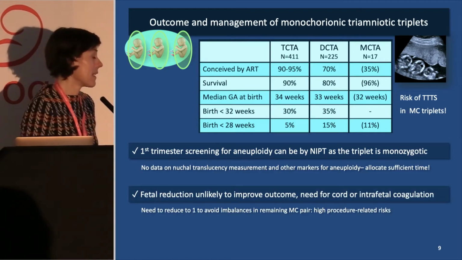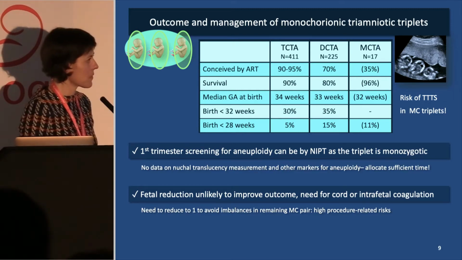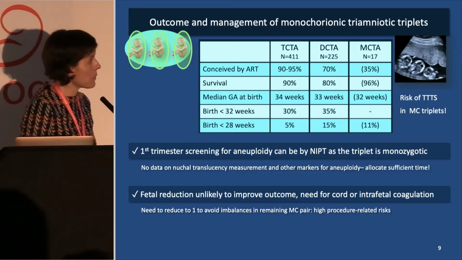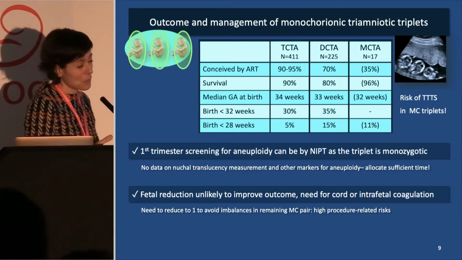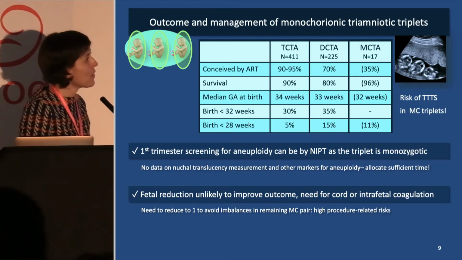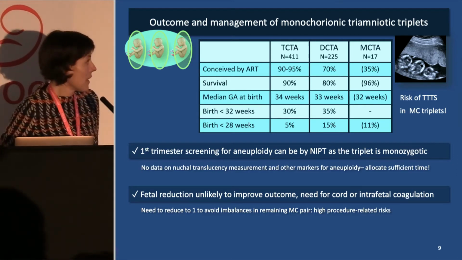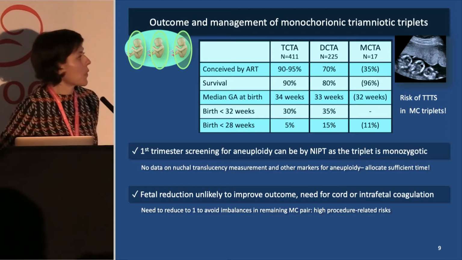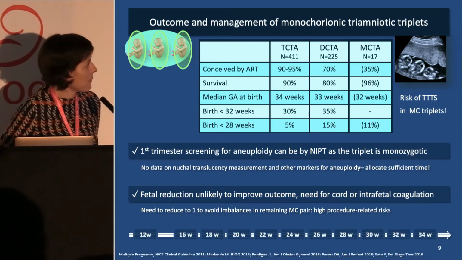And obviously the downside is that we don't offer fetal reduction because it would not improve the outcome. You would have to resort to cord or intrafetal coagulation, and you either go to 1 baby, but then the risk of miscarriage seems to be very, very high. And if you leave 2 babies behind, then they can develop twin-twin transfusion syndrome. So it's either continuing with the triplets or opting for a termination of the entire pregnancy.